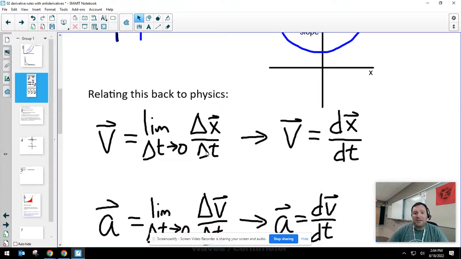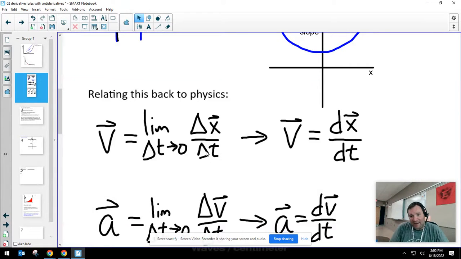Now, a shorthand way of writing that, instead of writing the limit as delta t approaches zero of the ratio delta x over delta t, because my delta t is infinitesimally tiny. Infinitesimal means so close to zero you couldn't tell the difference between that number and zero, but it's not zero. So I've got an infinitesimally tiny delta t and an infinitesimally tiny delta x. And so instead of writing out that limit, we write dx divided by dt. dx means delta x, where the delta x is infinitesimally small. dt means delta t, where the delta t is infinitesimally small.